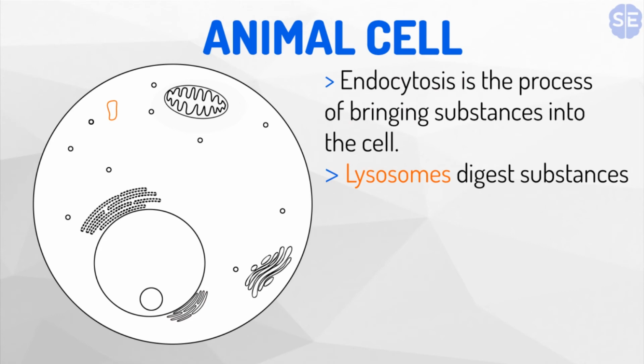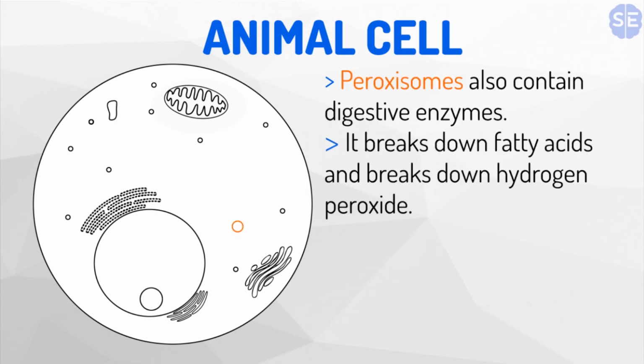Endocytosis is the process of bringing substances into the cell. Lysosomes are able to digest substances that are brought in. A great example is phagocytic immune cells, which must engulf and digest foreign invaders. Peroxisomes also contain digestive enzymes which break down fatty acids and hydrogen peroxide. Peroxisomes are also responsible for digesting certain proteins that the cell does not require.